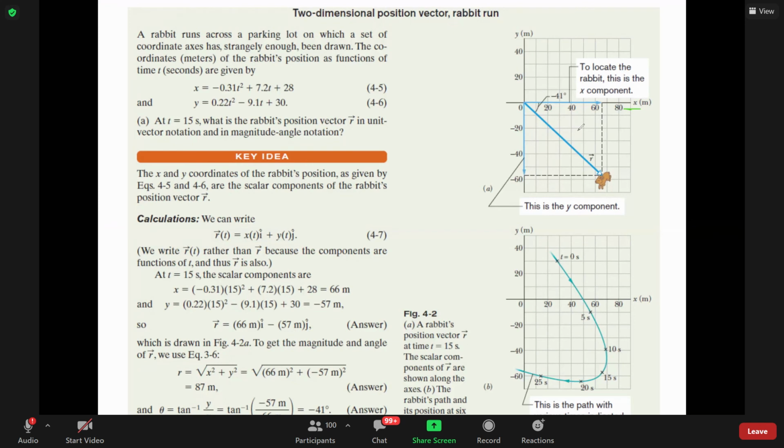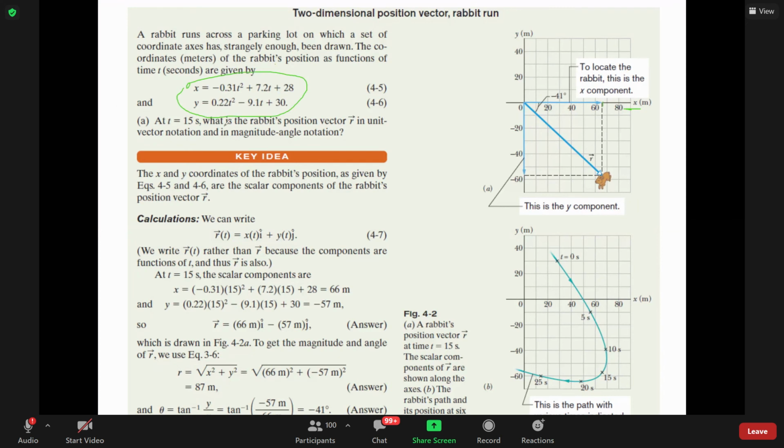Which means the x projection is positive but y is negative. So the rabbit runs across a parking lot on which a set of coordinate axes has, strangely enough, been drawn. The coordinates are in meters, meaning the position is in meters, x in meters and y in meters, as a function of seconds. He gave equations for x and for y. This is very useful. If I derive the first time I can find the instantaneous velocity, vx and vy. I can get the total v, the total magnitude, which is the speed. This gives me instantaneous velocity, not average velocity.